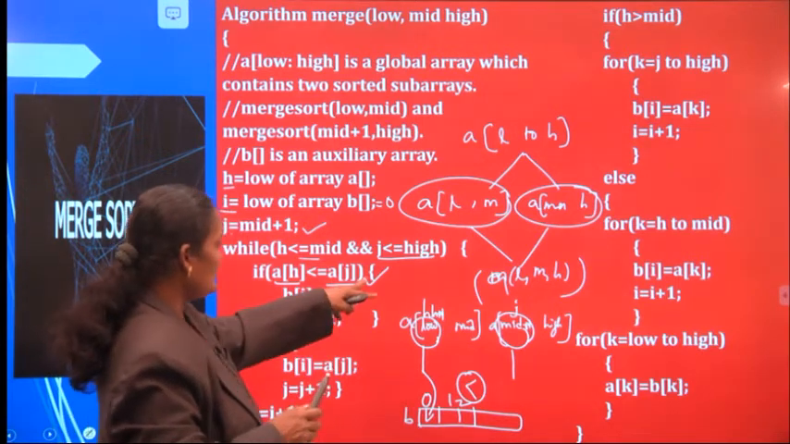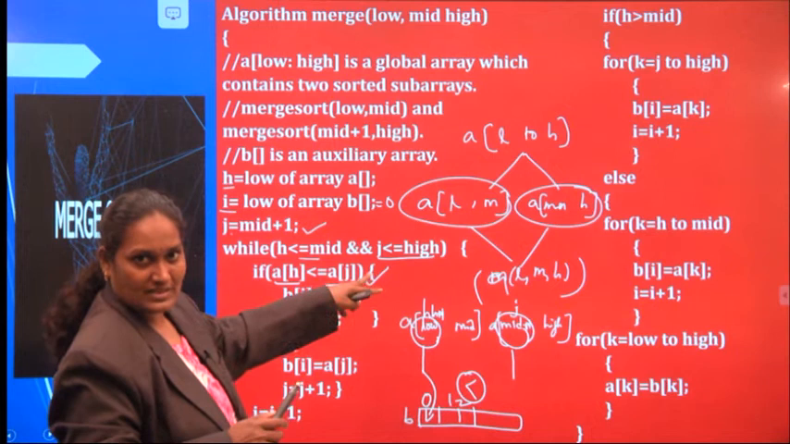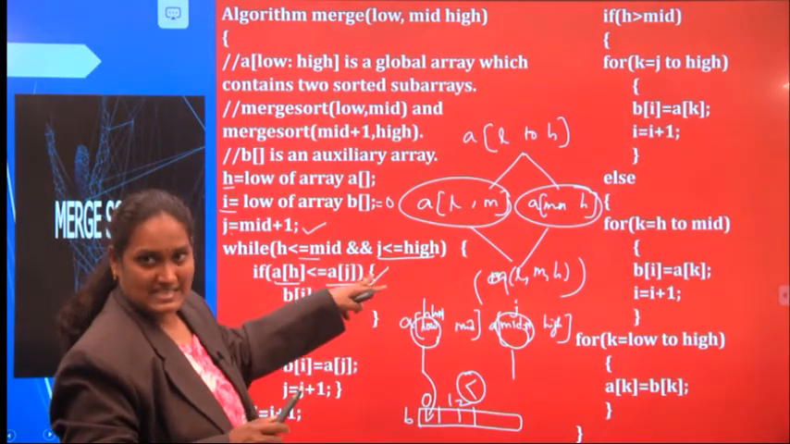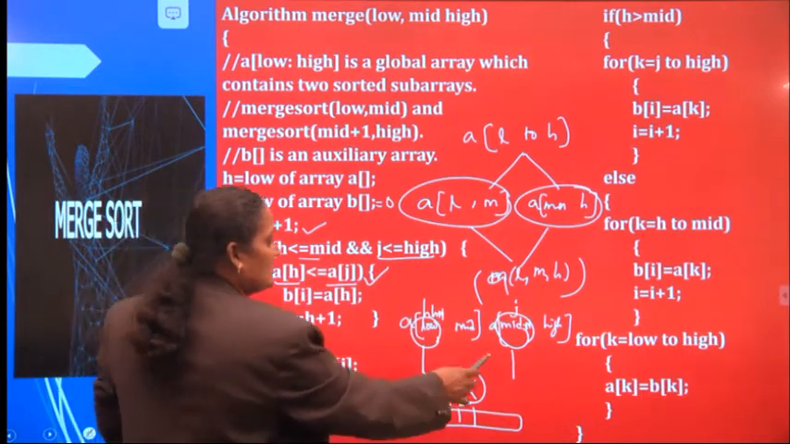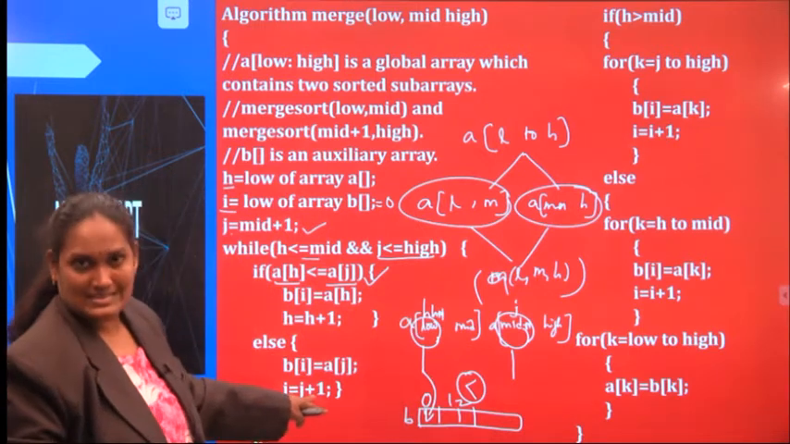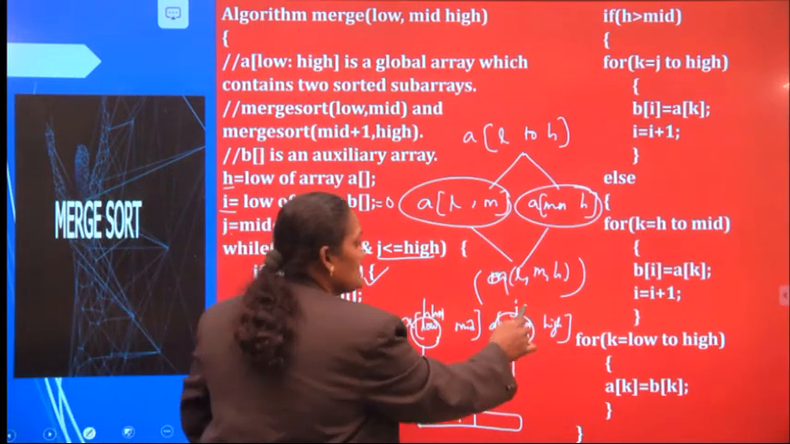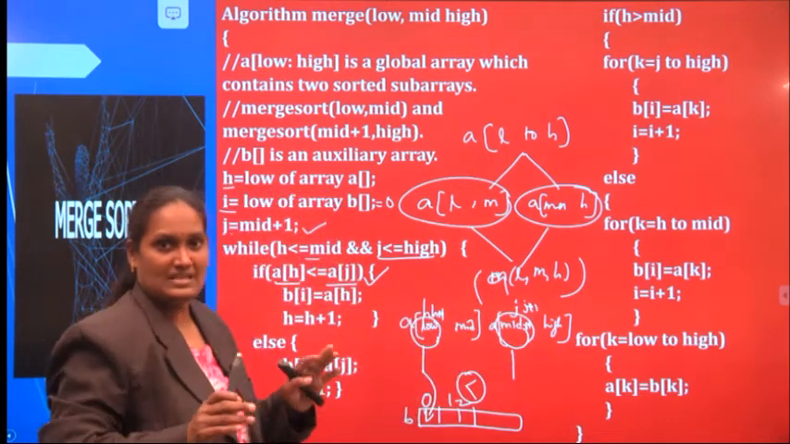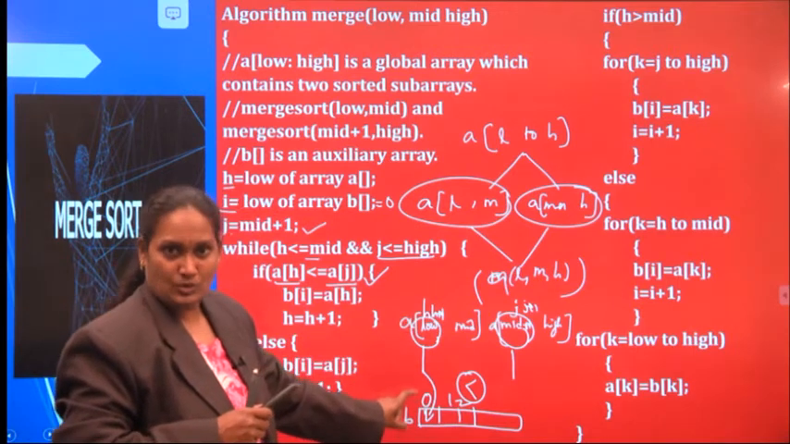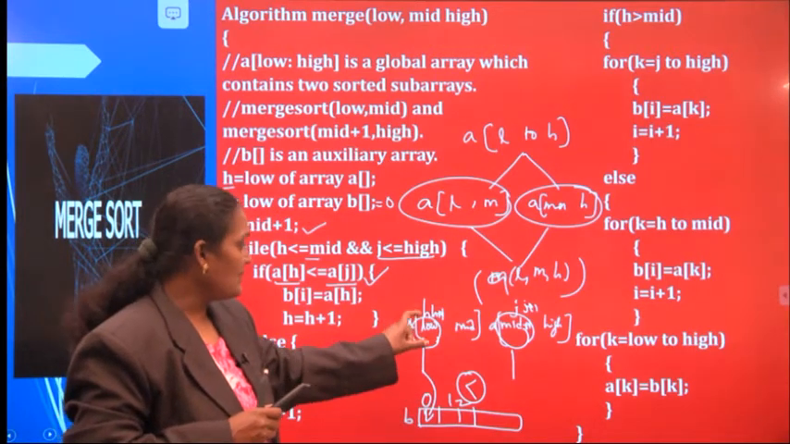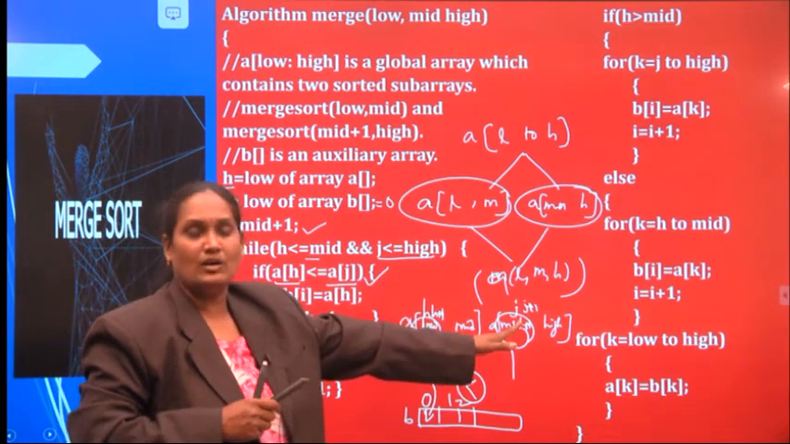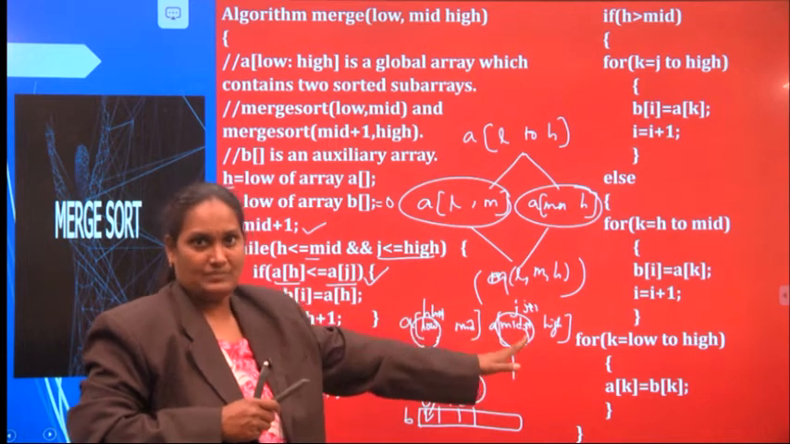Else, if this condition is false, what does it indicate? A of J is less. If A of J is less, this is copied here and again the J value is incremented, since we need to consider the next element from this subarray. I hope you all understood from which subarray we are copying the element to the auxiliary array. From that subarray only we are considering the next element, and we are comparing with the element already selected in this subarray. Okay.